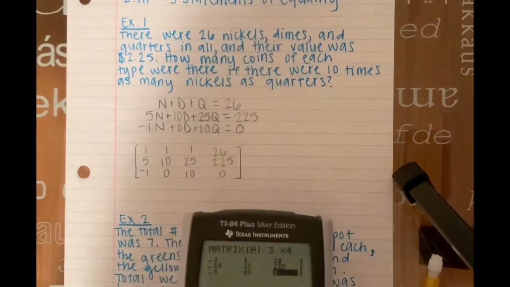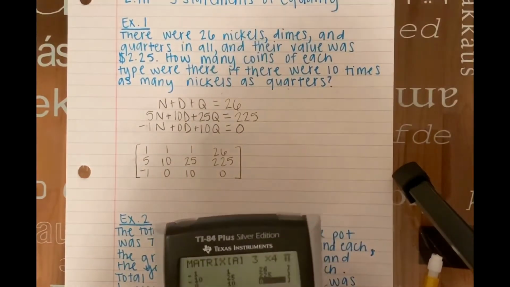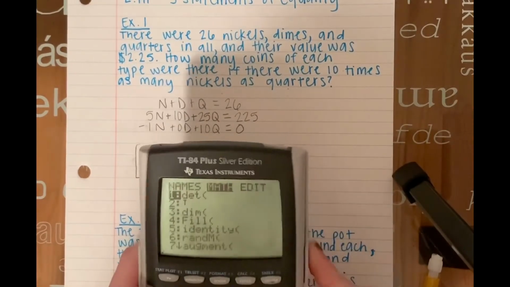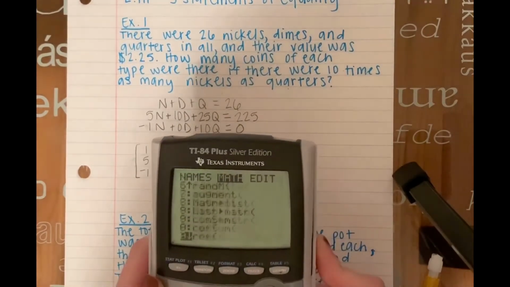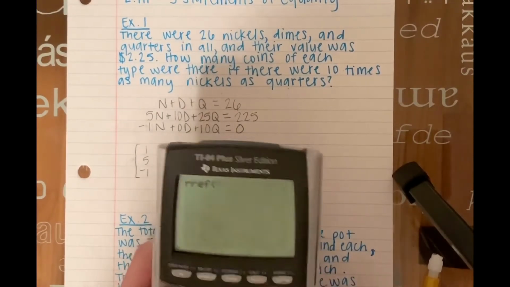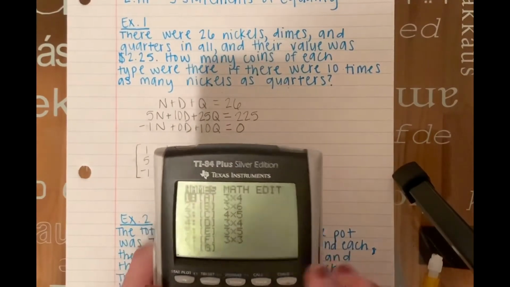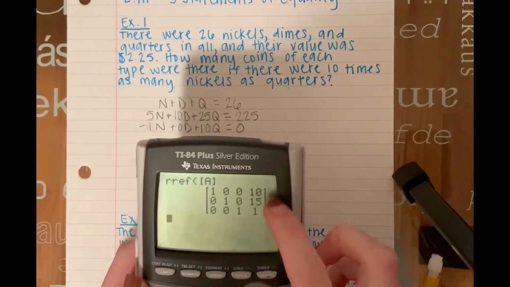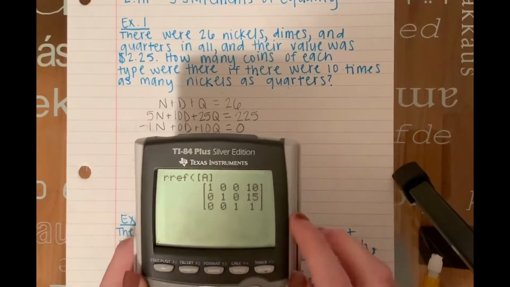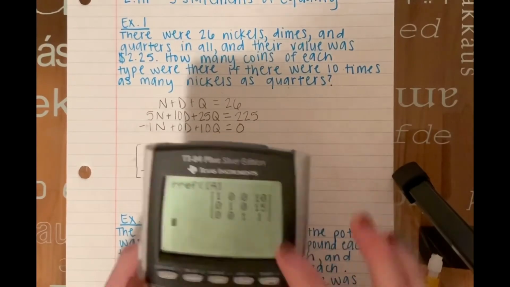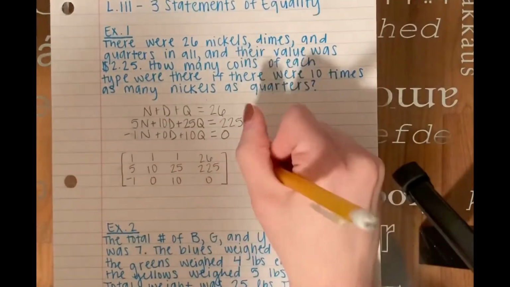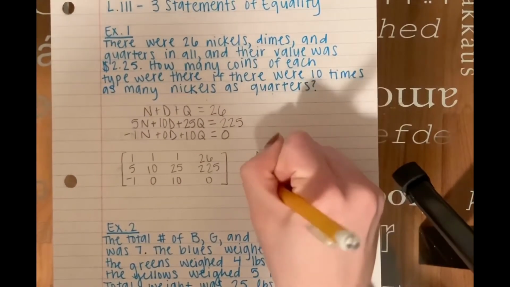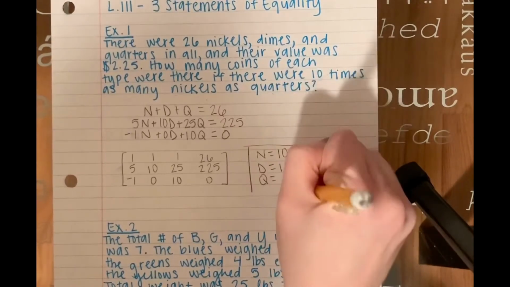Make sure that you've typed it in correctly and then quit out of it. Then we're going to do second matrix, go over to math and go all the way down to RREF. Then you're going to do second matrix again and insert whichever one you used. I used A and push enter, and it should give you your answer in the same order that you wrote them in. So nickels, dimes, quarters, 10, 15, and 1. So for this one, nickels would equal 10, dimes would equal 15, quarters would equal 1. And that would be your answer.